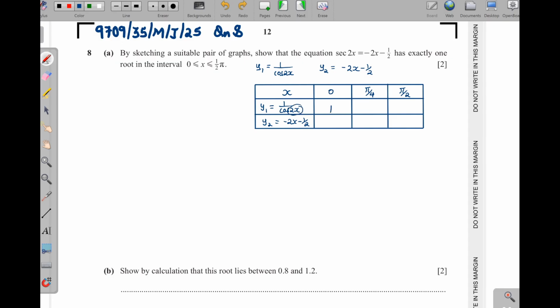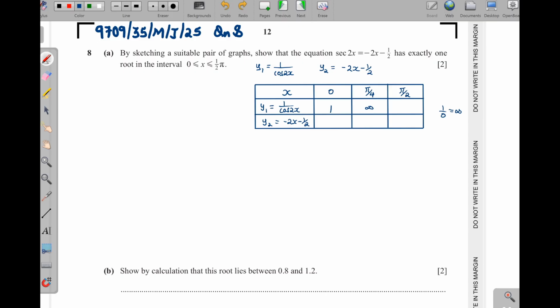Now let's put pi over 4. So pi over 4 times 2, that's a 90. Not so? Cos of 90 is 0. So that means 1 over 0 is undefined. Not so? You know that. 1 over 0 is undefined. So that means here we have undefined. In other words, this x is equal to pi over 4. That line there is an asymptote. The curve doesn't cross it.